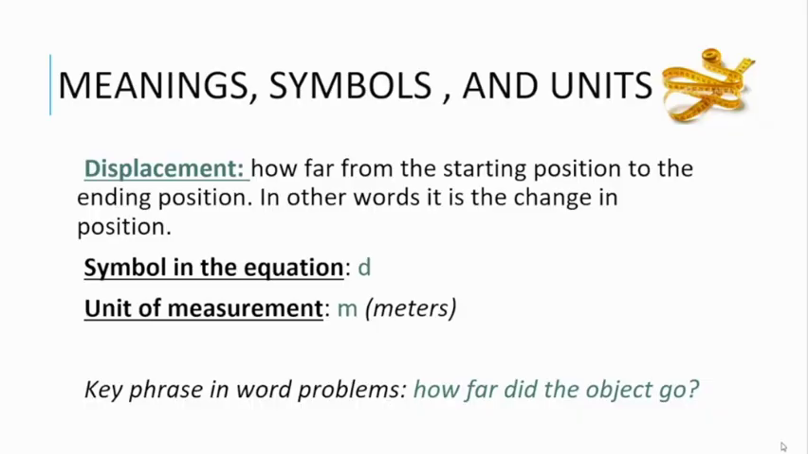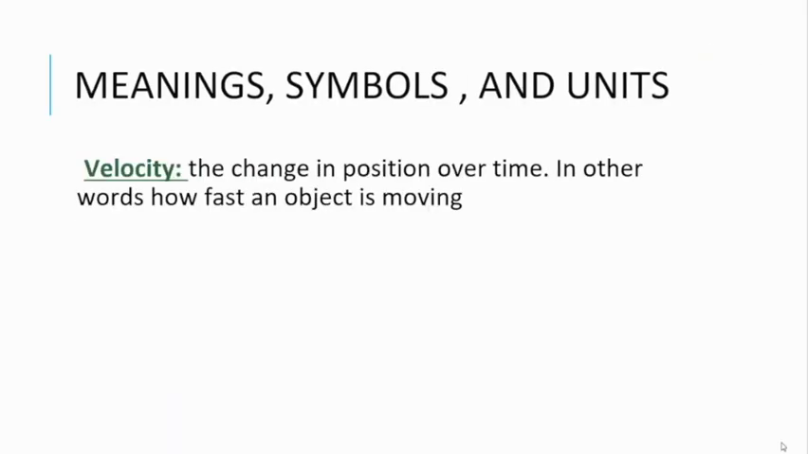Now let's take a look at velocity. Velocity is going to ask us how fast something is moving. So the definition of velocity is going to be the change in position over time. If we think about what this means, it's actually telling us that every second we're changing our position. So every second we're moving a certain amount of meters.